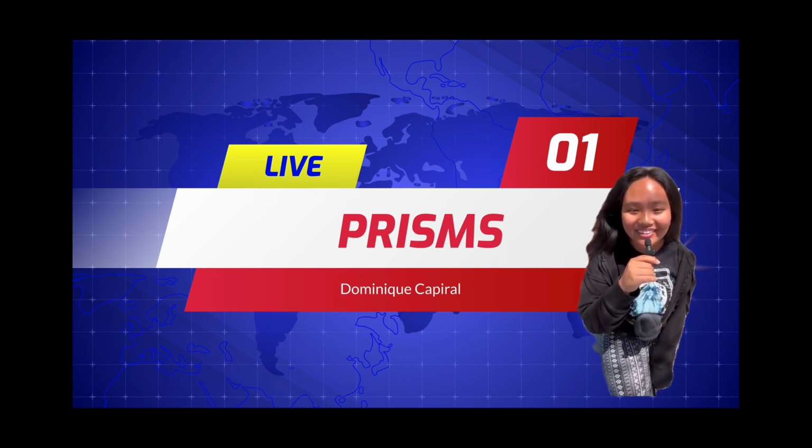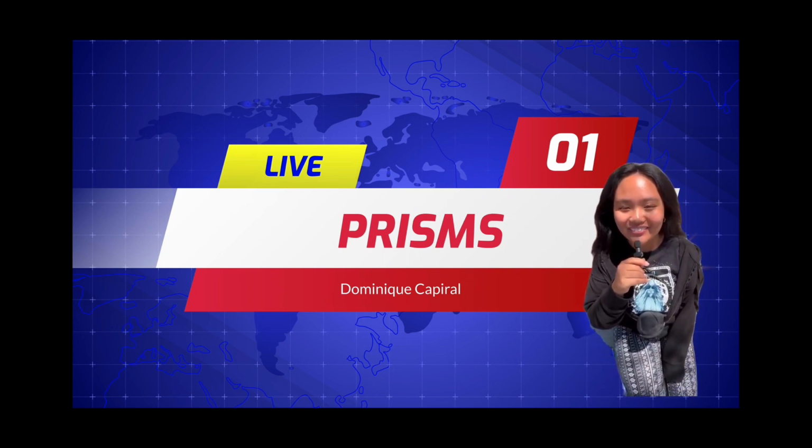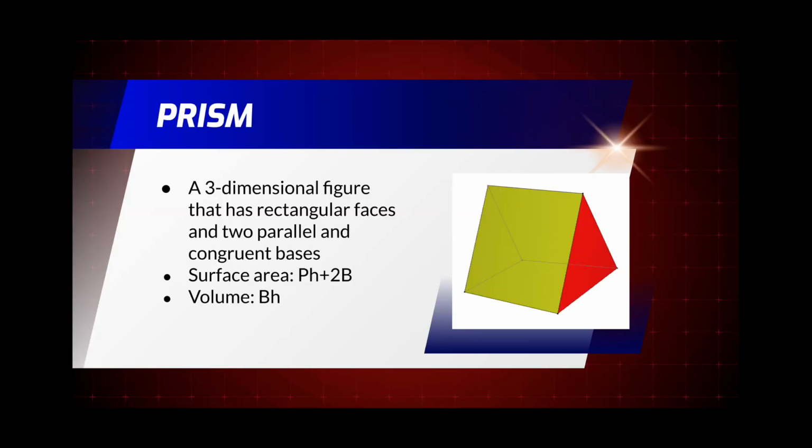Hi, I'm Dominique Caparel, and I'm going to be presenting about prisms. A prism is a three-dimensional figure that has rectangular faces and 2 parallel and congruent bases. To calculate the surface area, you have to do pH plus 2V. To calculate the volume, you just do base times height.